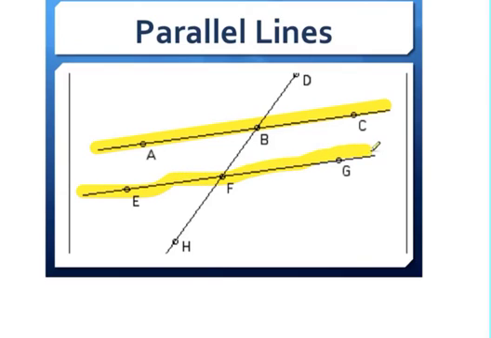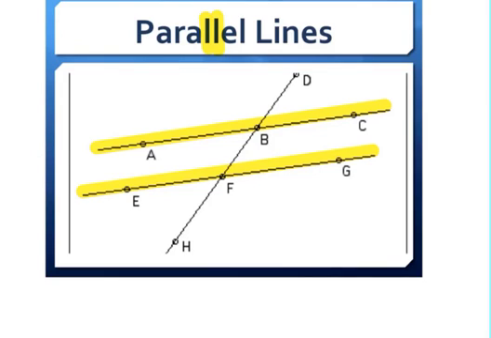So in this case, we have two parallel lines. We have line AC is parallel to line EG. These two lines are parallel because they never cross each other's path. Remember, parallel, if you look at the L's in parallel, they never cross one another's path.